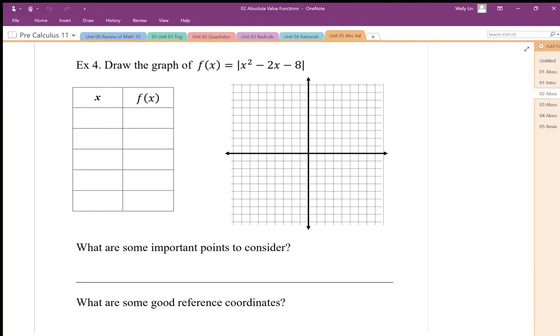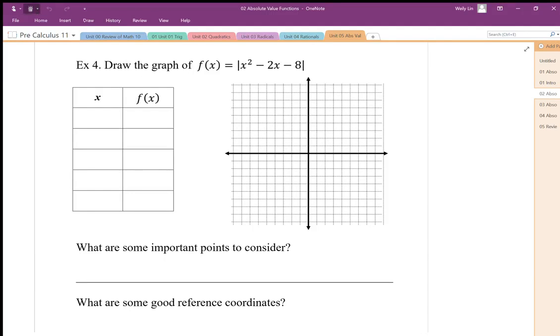We have this quadratic here that is not centered at (0, 0). We don't know where the vertex is, but we need to consider how we are going to draw this graph. So what's going to happen to this graph? It's a parabola, but we're going to take absolute values, so it's going to bend the graph at some point. So we need to think of what are some points to consider.